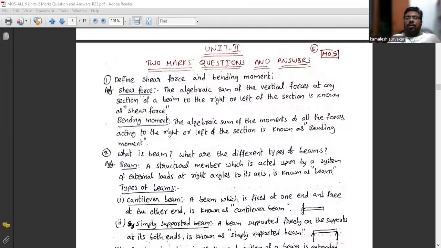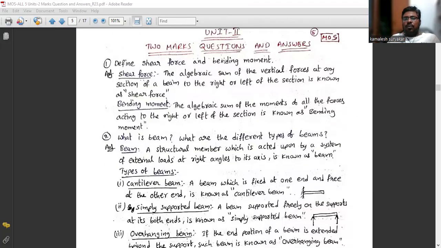Welcome to this Mechanics of Solids Unit 2, where I'm going to talk about shear forces and bending moments in the mechanics of solids.